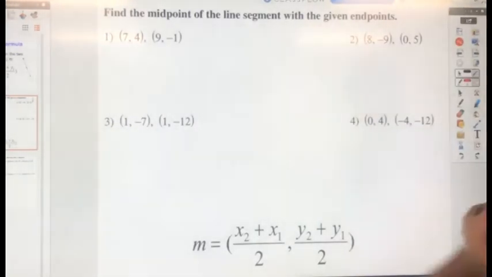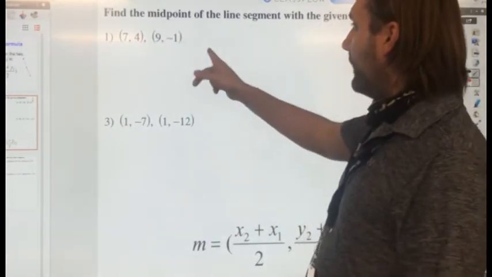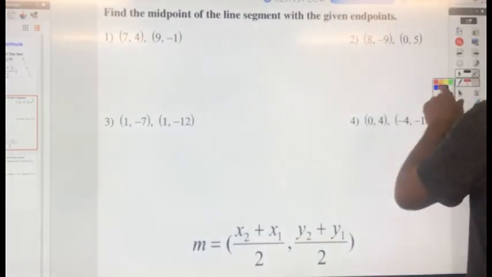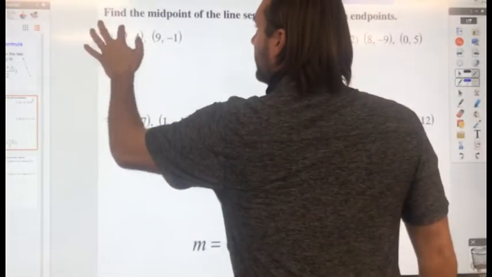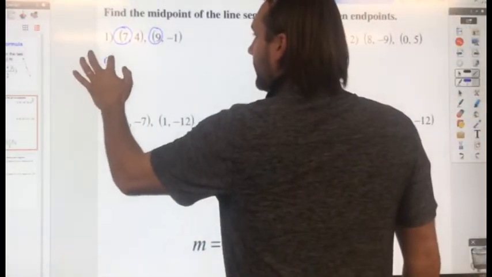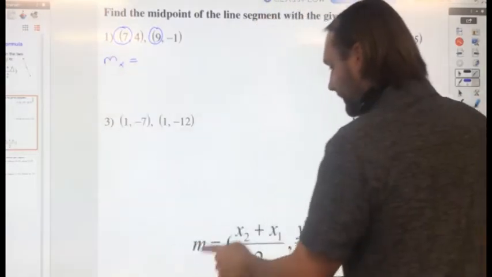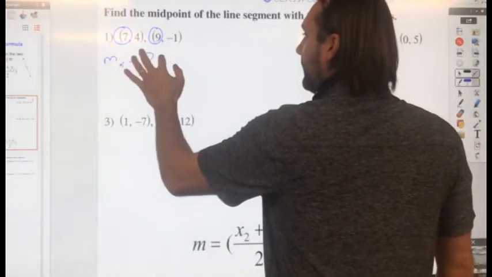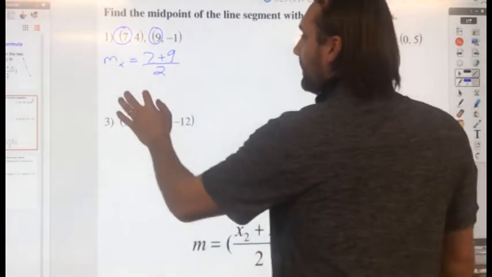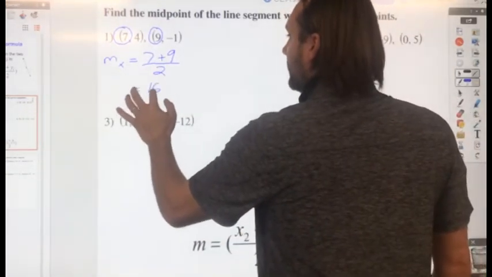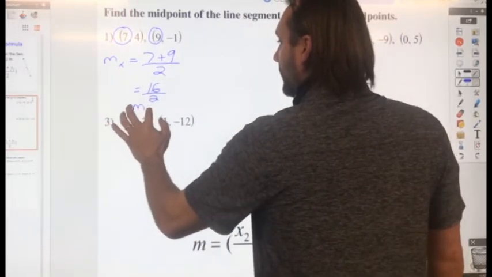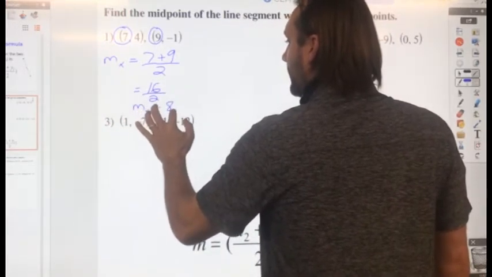So I have (7, 4) and (9, -1). I want to find the midpoint between those 2 points. First, let's look at the x values here. I see that my midpoint for my x, mx, equals (x2 + x1) divided by 2, so 7 plus 9, divided by 2. Which gives me 7 plus 9 is 16 over 2. So my x value for my midpoint is 8.